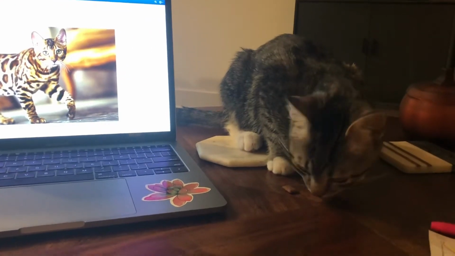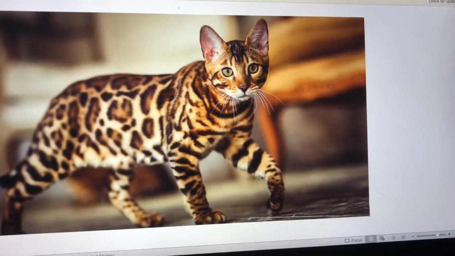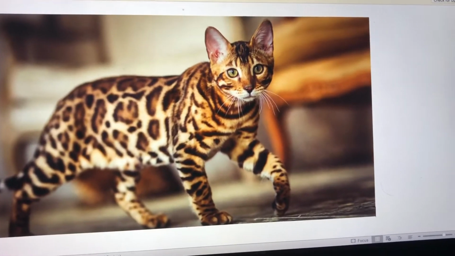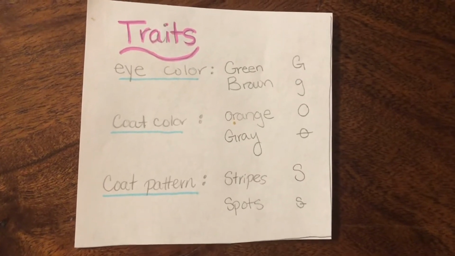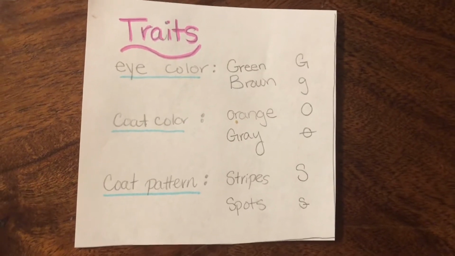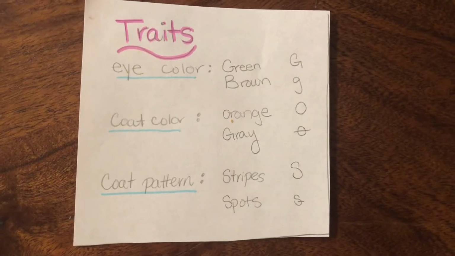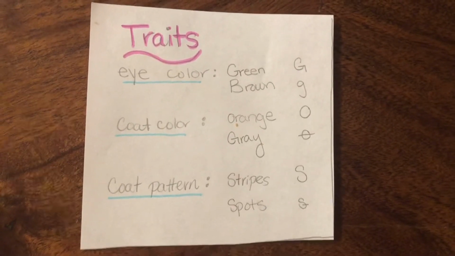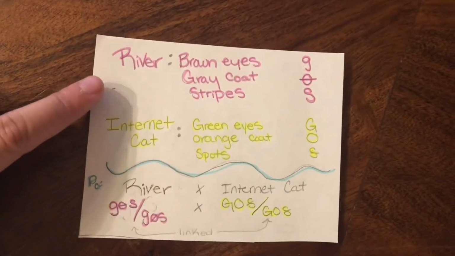Today we're going to be looking at linked loci using my cat River as one of the parent phenotypes, as well as this orange spotted cat as the other parent phenotype. The three linked traits present in each of the parents are eye color, where green is dominant and brown is recessive; coat color, where orange is dominant and gray is recessive; and coat pattern, where stripes is dominant and spots is recessive.